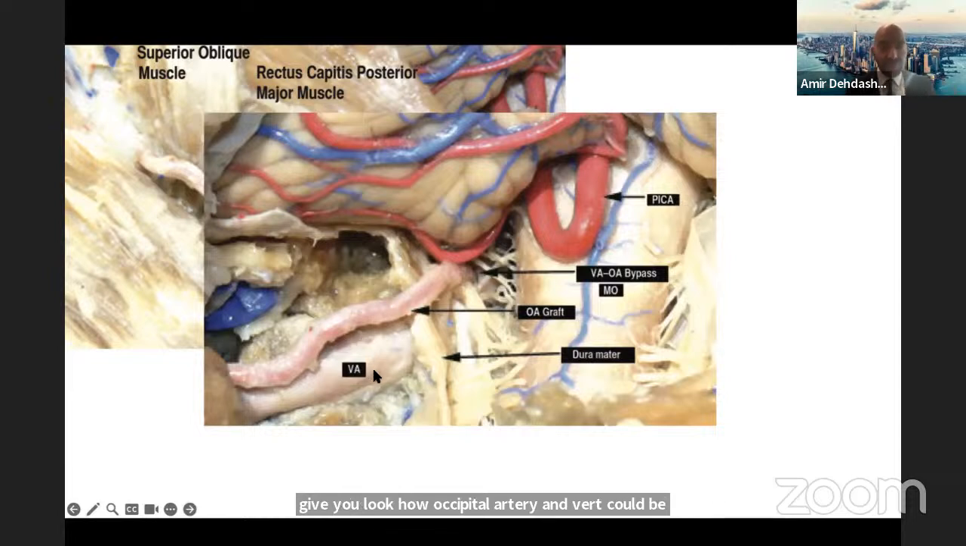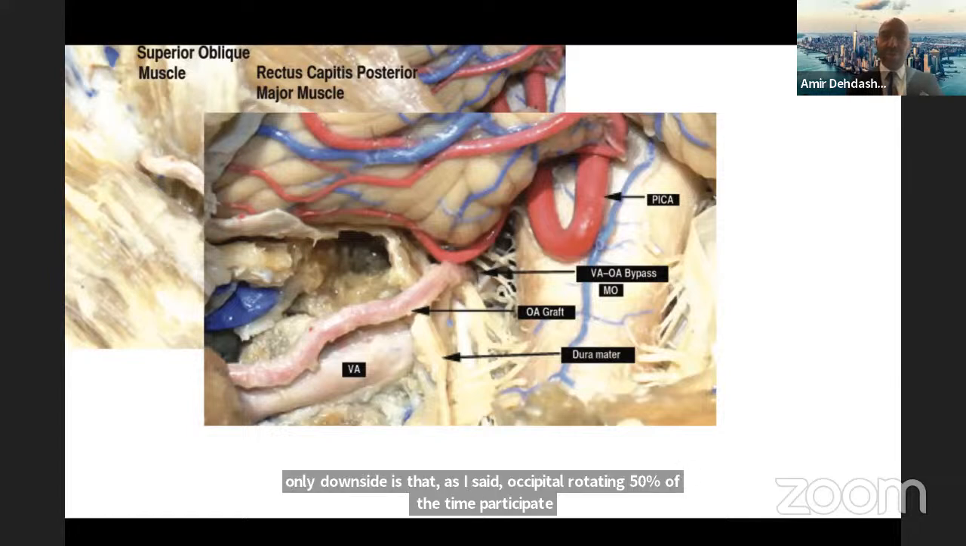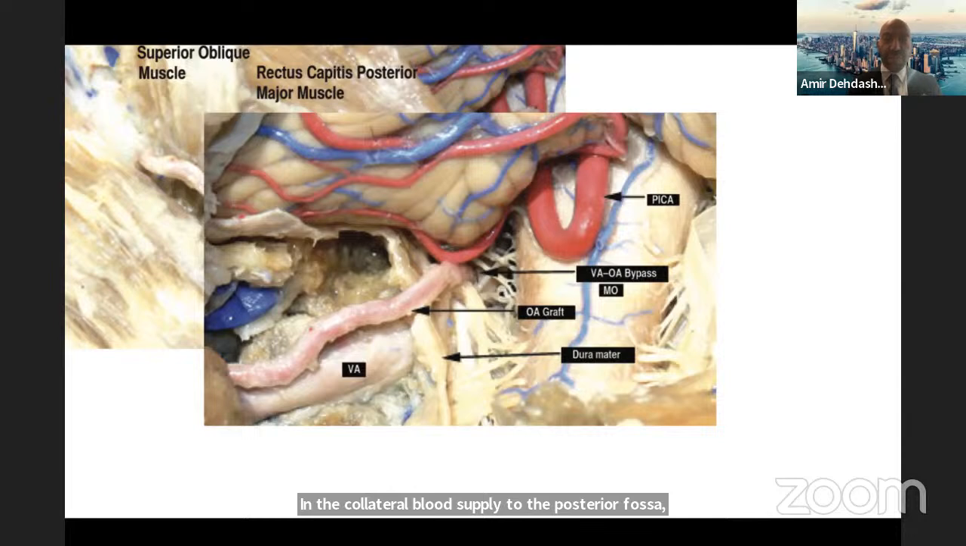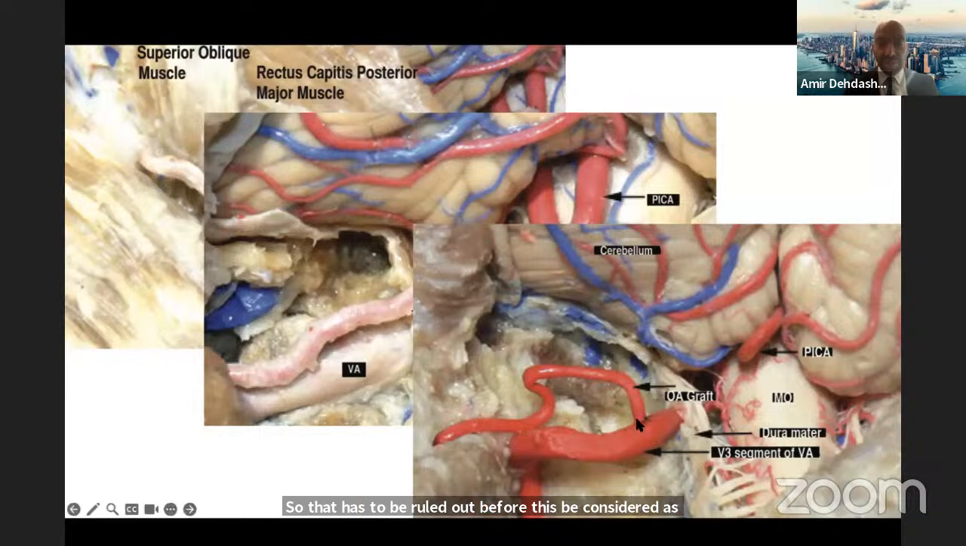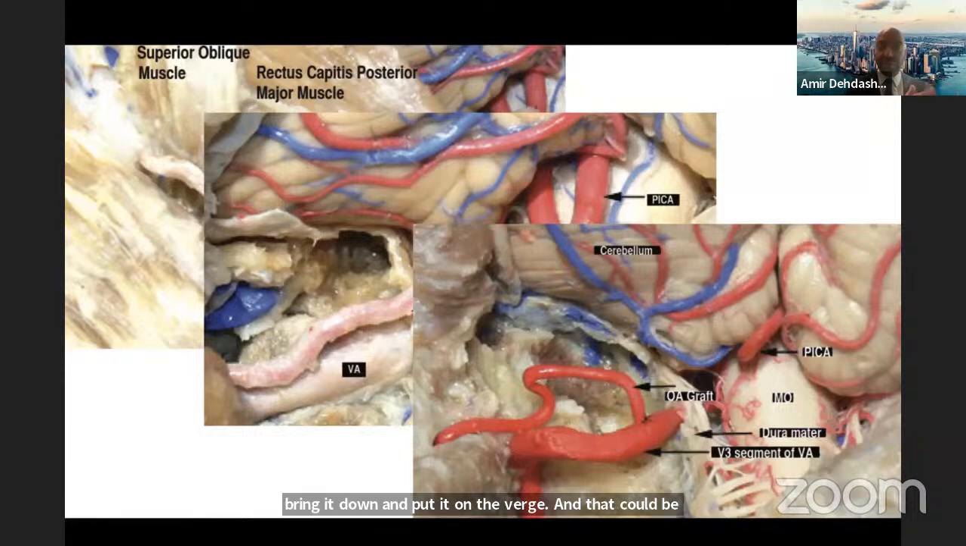So that's the only downside: as I said, the occipital artery 50% of the time participates in the collateral blood supply to the posterior fossa, specifically when there is vertebral artery insufficiency. So that has to be ruled out before this can be considered as an option. But then we can take the occipital artery, bring it down, and put it on the vert, and that could be a very nice and, actually, I would say, slick procedure.